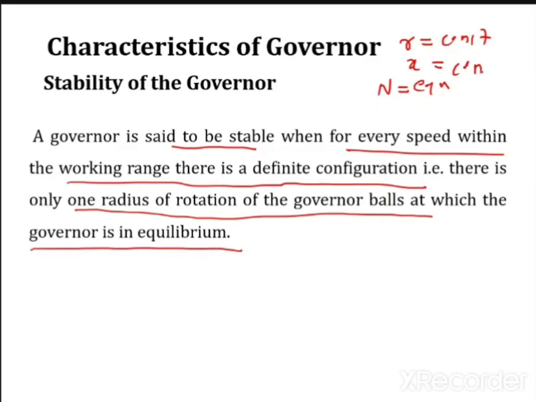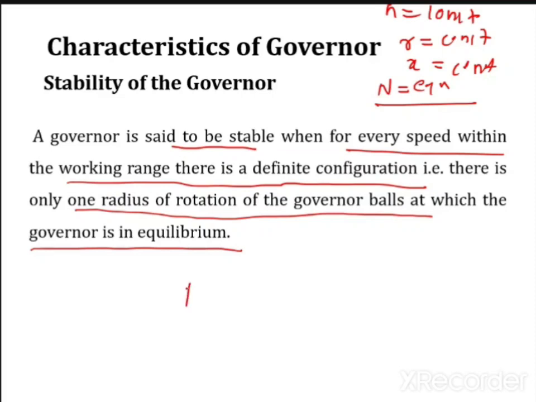So it is also constant. And your h is also constant. What is h? The height of the governor. So when such a situation arrives, we call it an equilibrium speed. That condition is also called the stability of the governor. It means there is only one radius of rotation of the governor balls at which the governor is in equilibrium.